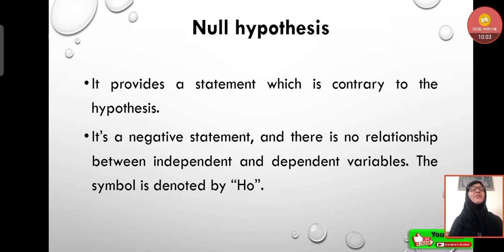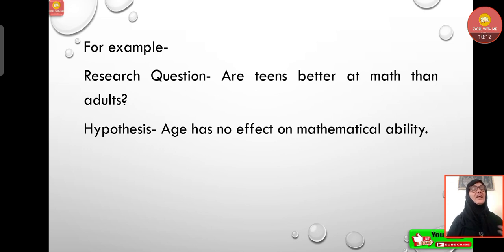Now, null hypothesis. It provides a statement which is contrary to the hypothesis, it's a negative statement and there is no relationship between independent and dependent variables. That is, the symbol is denoted by H naught. Generally we take this null hypothesis here.